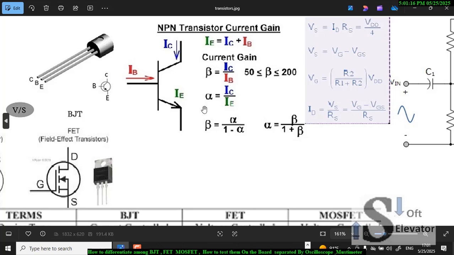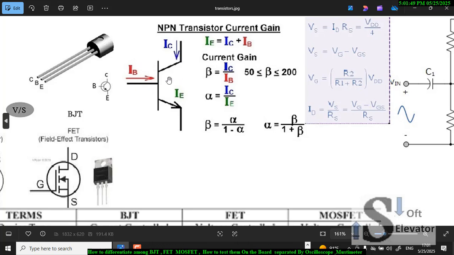Alpha is I collector over I emitter. So I have three equations. From these three equations, I can obtain this equation and this equation, because this is a function of alpha, and I can get alpha on one side and beta on the other side. So from these three equations, I can get this equation.